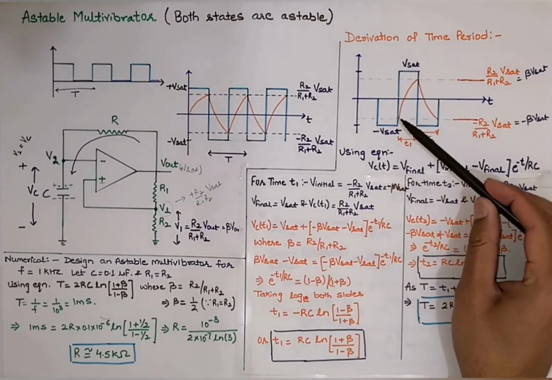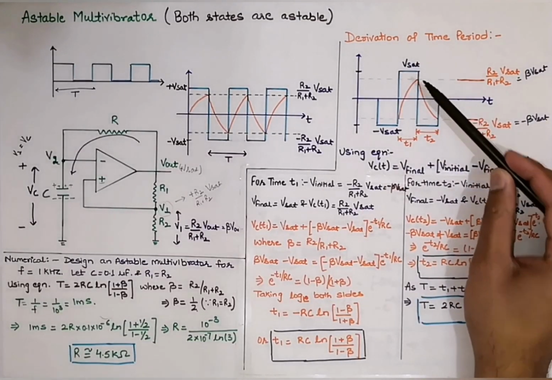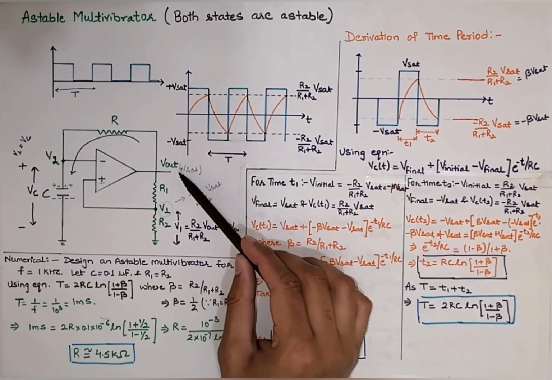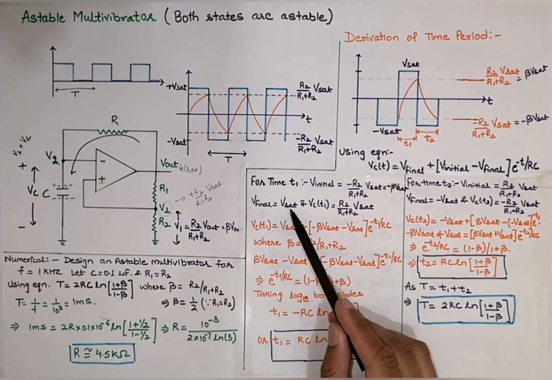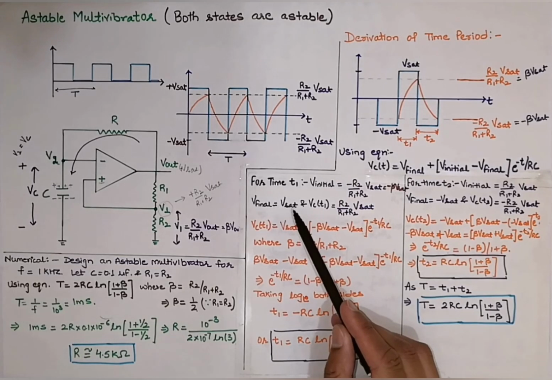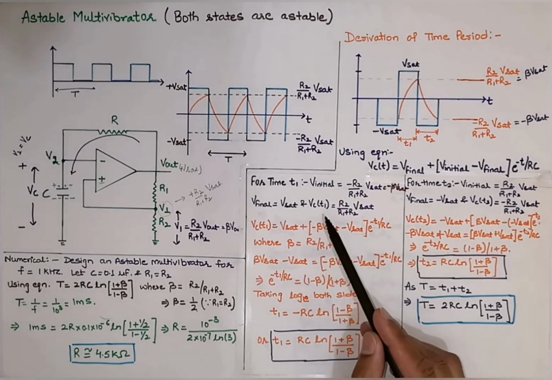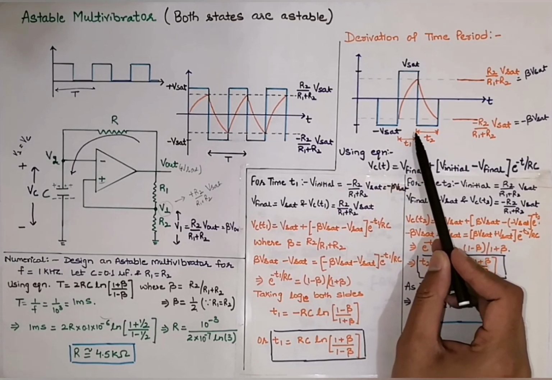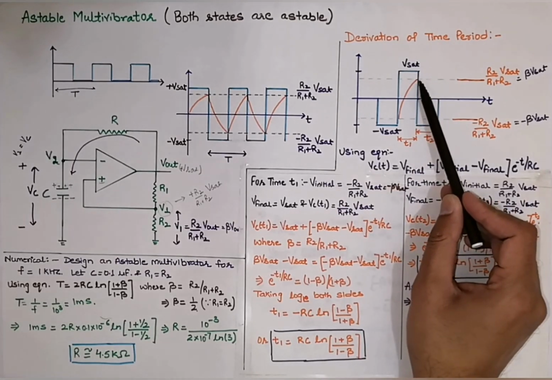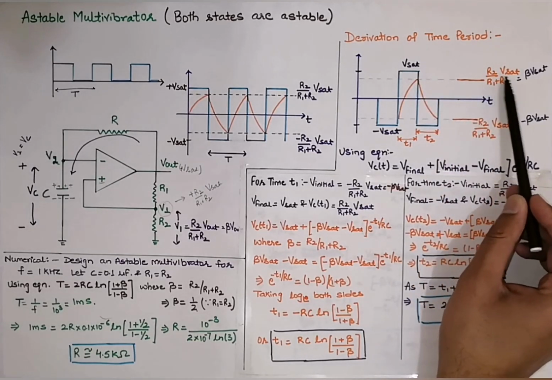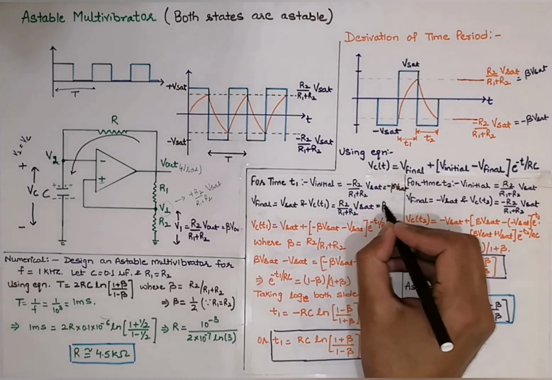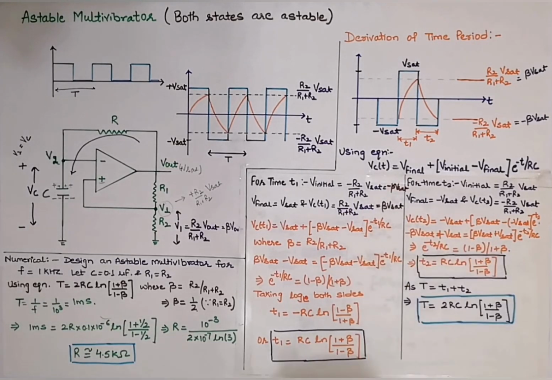Similarly, the final value of the capacitor must be equal to the charging voltage, or the charging voltage over here is plus V saturation. So the final voltage must reach plus V saturation. And for the value of Vc at T1, that means exactly after duration T1, you can see here the value of the capacitor has just reached the value of R2 upon R1 plus R2 of V saturation, that is equal to beta V saturation. So these are the three values.